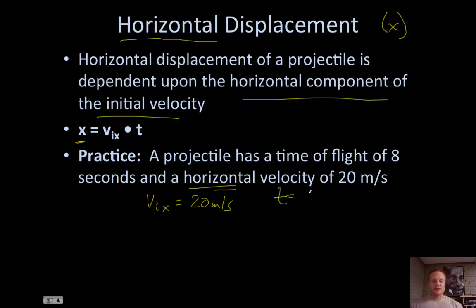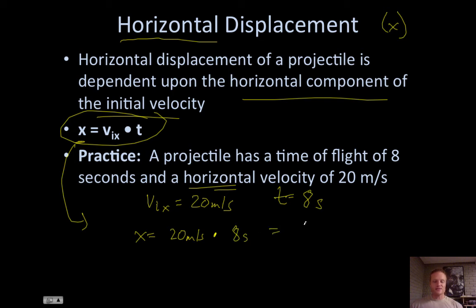The time of this flight is 8 seconds. What is the displacement? Well, I'm just going to use this formula, and I'm just going to drop it down here. So x equals v sub i x, which is 20 meters per second, times the time, which is 8 seconds. And if you do that, you should get 160 meters for the horizontal displacement. So this thing would travel 160 meters if it was in the air for that long.